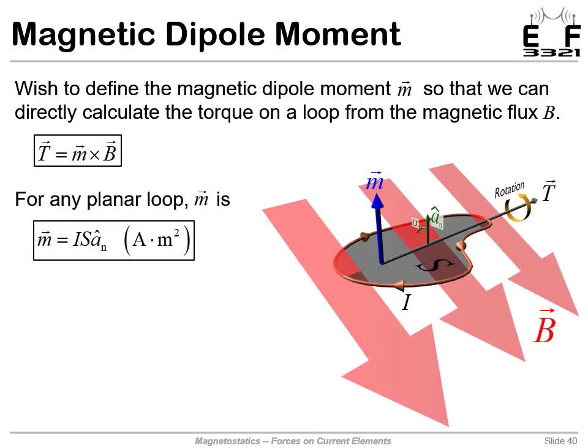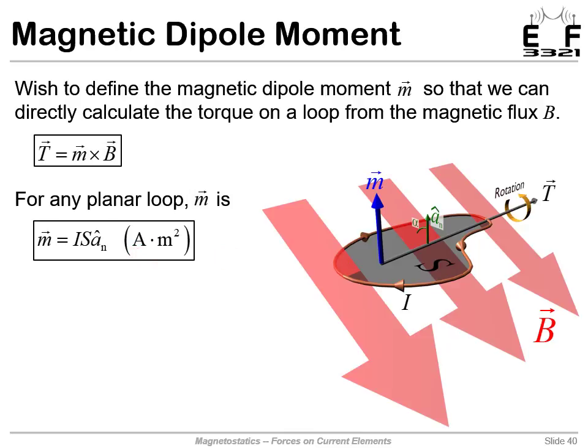So for a planar loop, and by the way, it's possible to have a loop that meanders like a roller coaster, but that's a more complicated analysis. For any planar loop, this magnetic dipole moment turns out to be independent of the shape of that loop. It's just the current times the cross-sectional area in the direction perpendicular to the area defined by that loop. And it has units of amp meters squared.